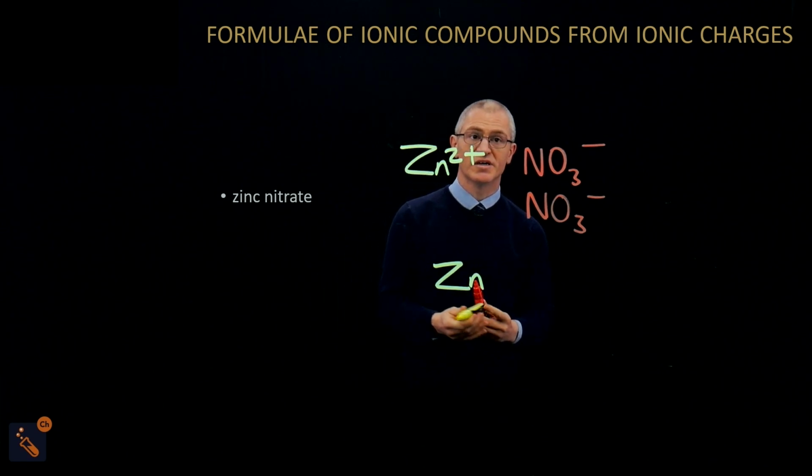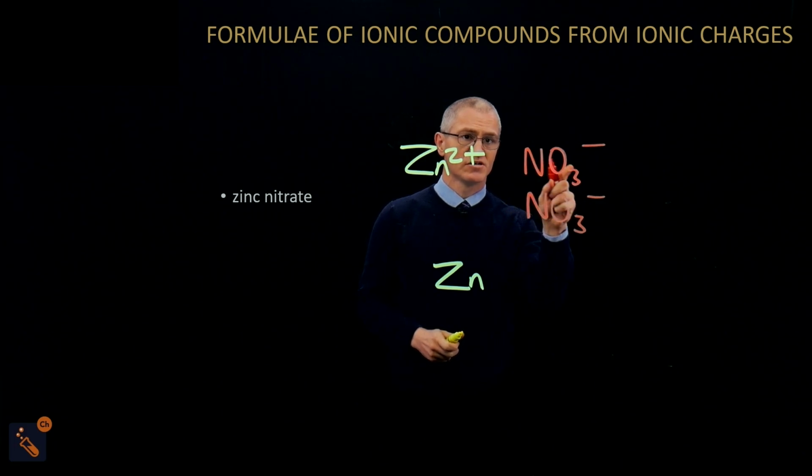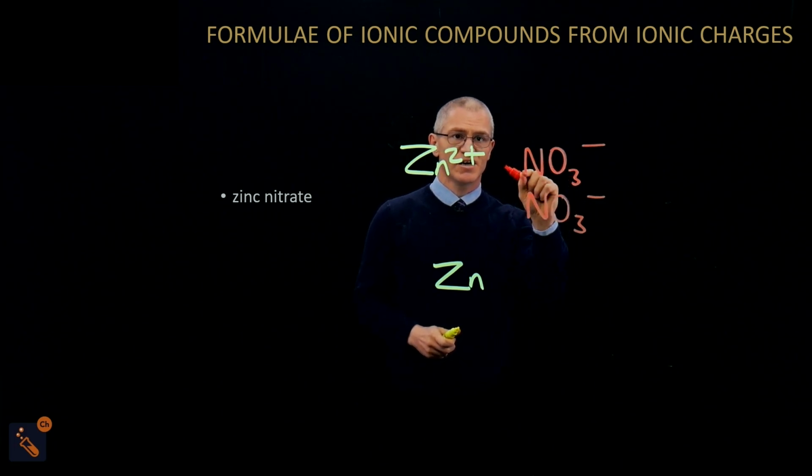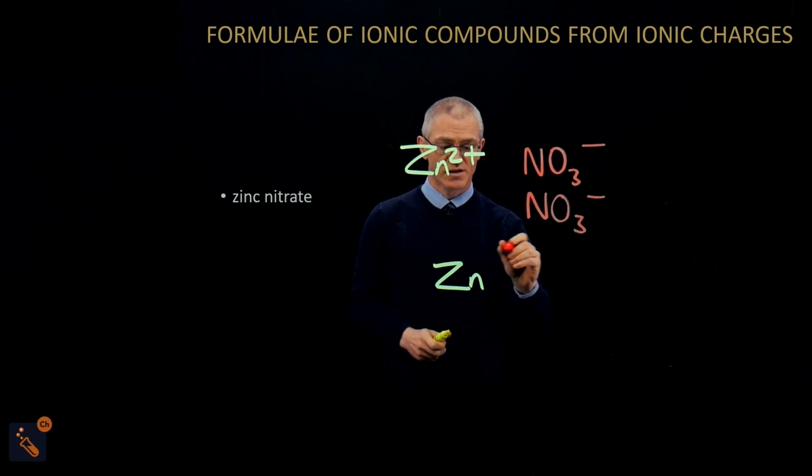And here's the important thing. You have polyatomic ions here, so polyatomics are the nitrogen and the oxygen, which means that if you have polyatomic ions and you've got multiple polyatomic ions, as in we have 2, then you have to put it in brackets.